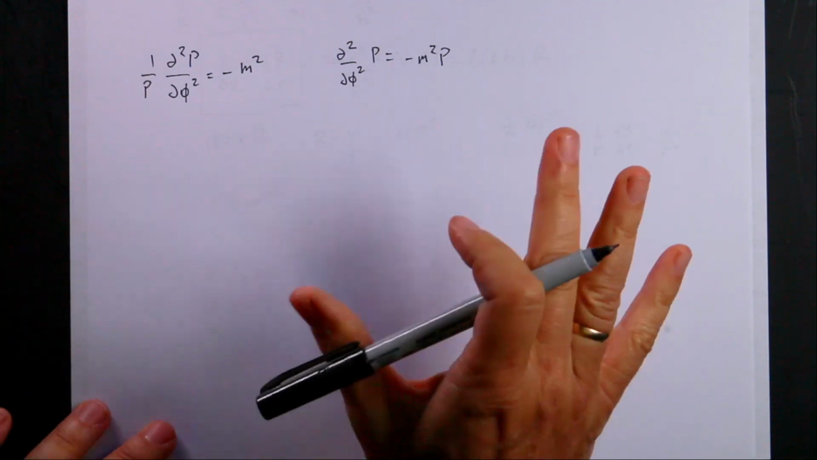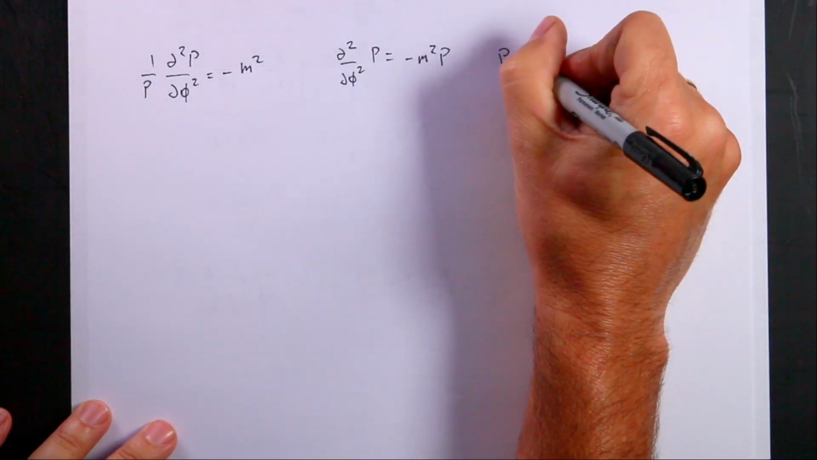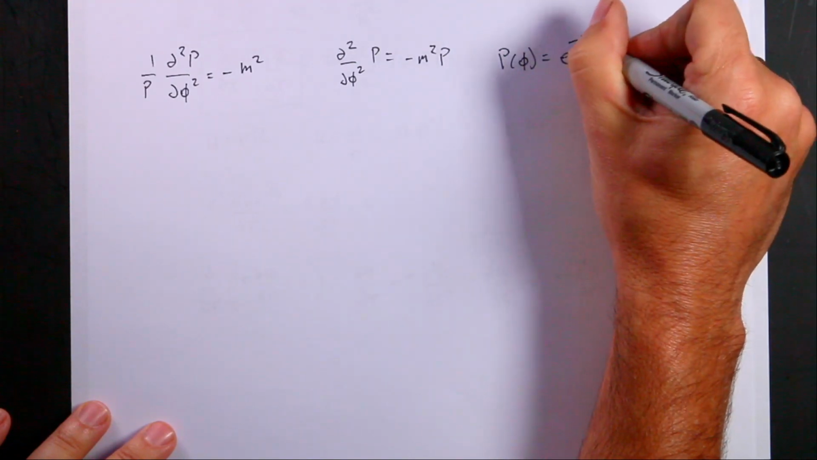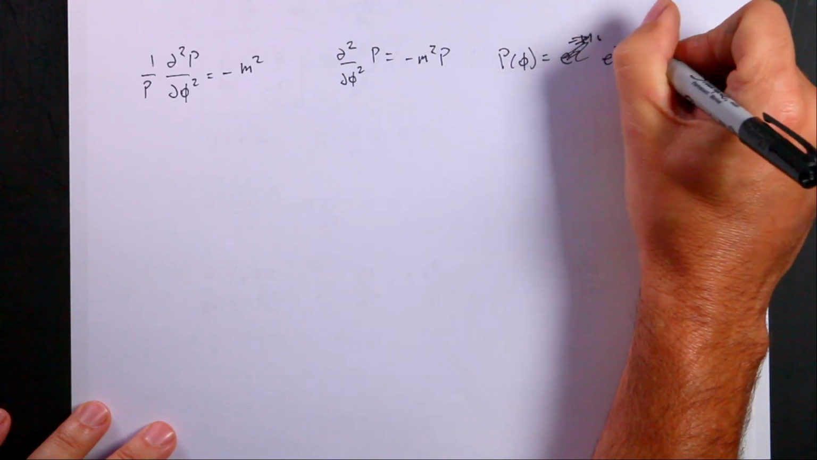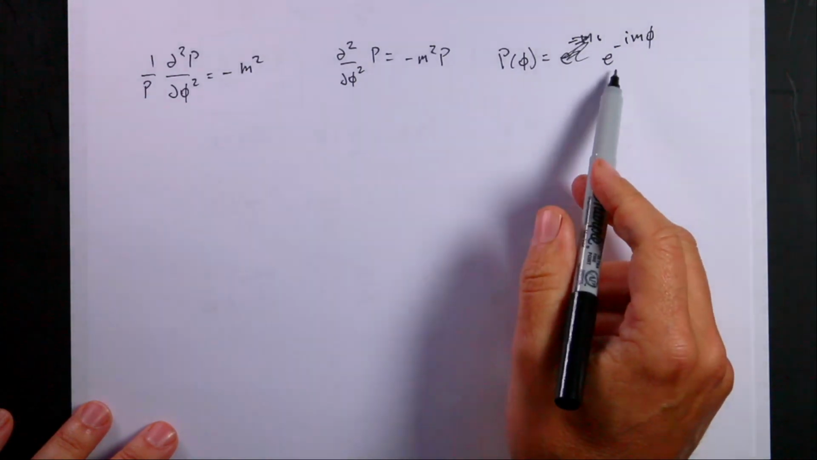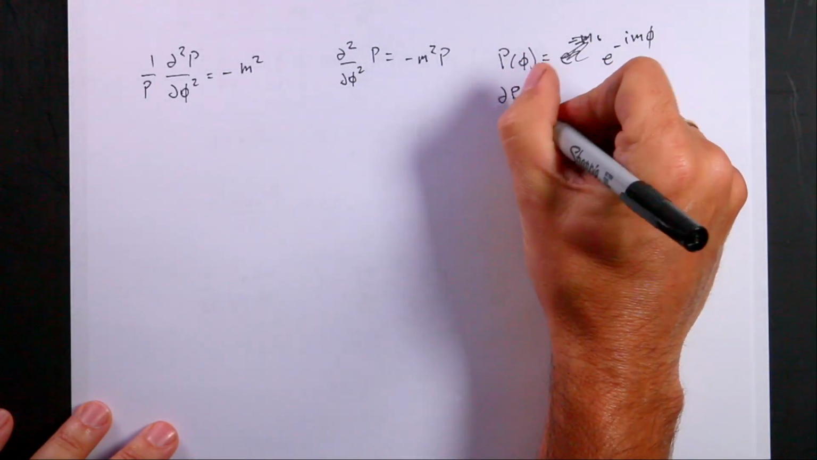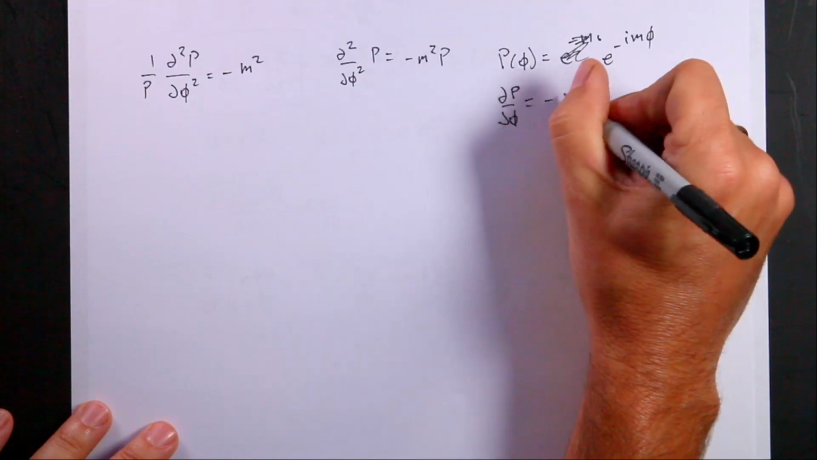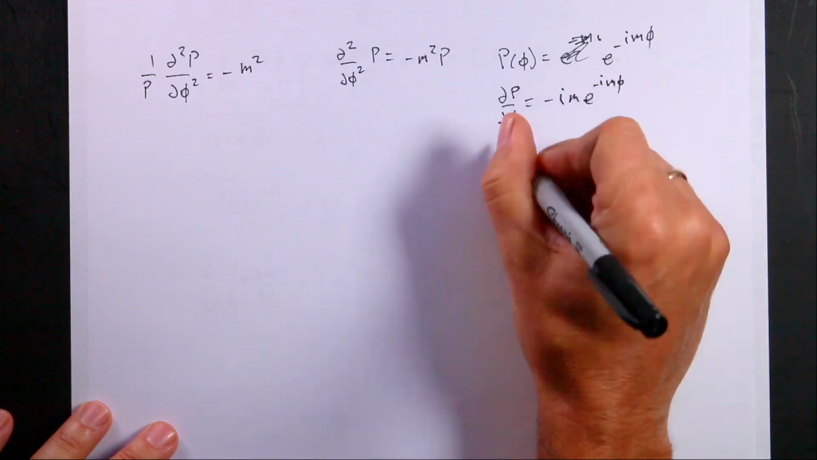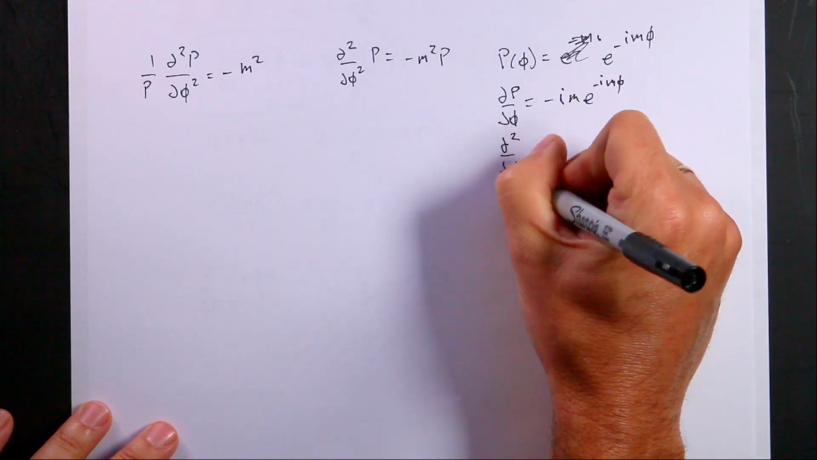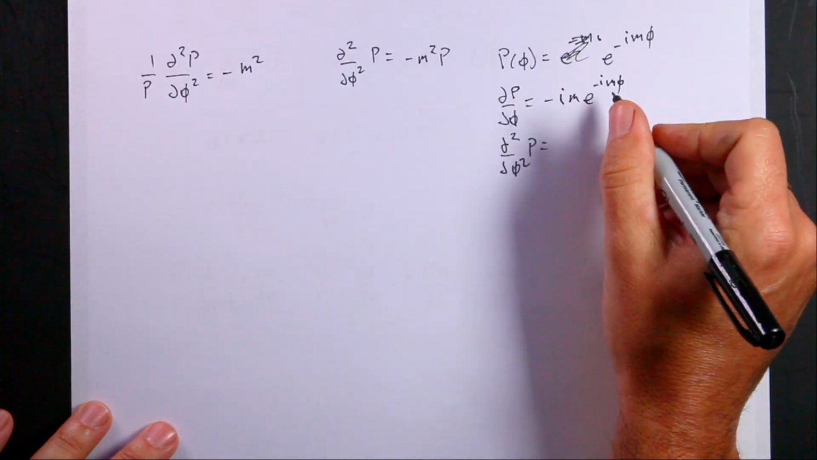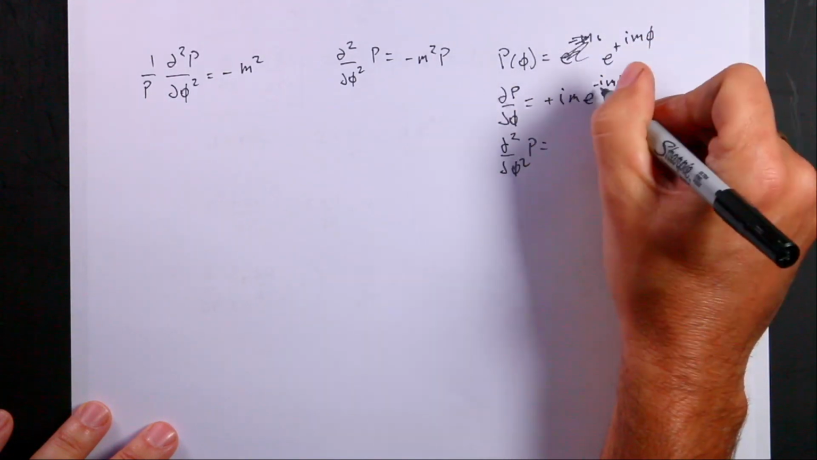So let's just guess a solution. Let's say if I guess p as a function of phi is equal to e to the negative i m phi. Well, if I take the derivative of this once, the partial of p with respect to phi is equal to negative i m e to the negative i m phi. Cool. The second partial with respect to phi of p is going to be equal to negative. Oh wait, this is just i. Negative would work.